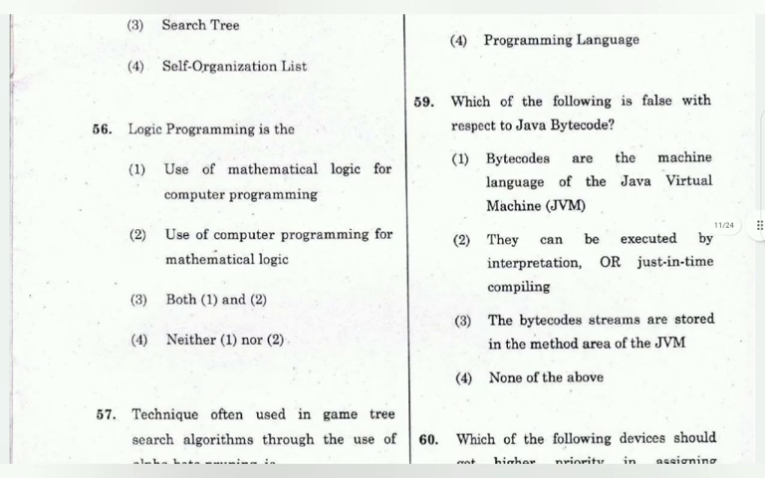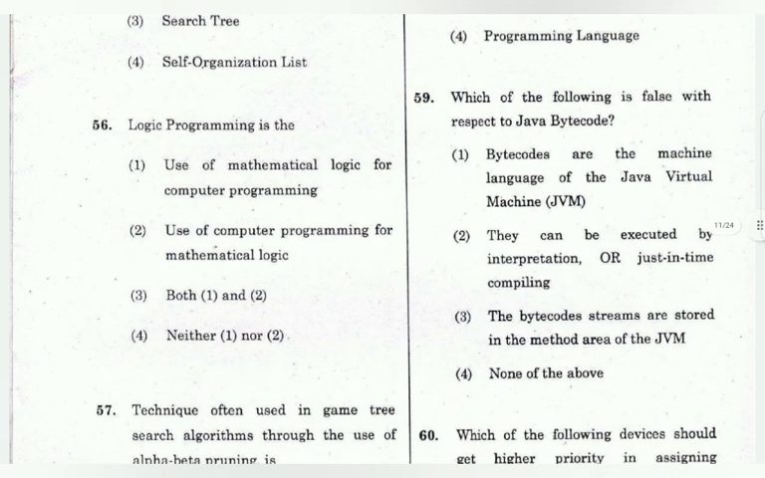Which of the following is false with respect to Java bytecode? Bytecode is a platform-independent code executed by the Java virtual machine. The Java virtual machine can interpret bytecode or compile it using just-in-time compilation. Bytecode is typically stored in the method area, making all statements true. That is, option 4 is the correct answer: none of the above is false.